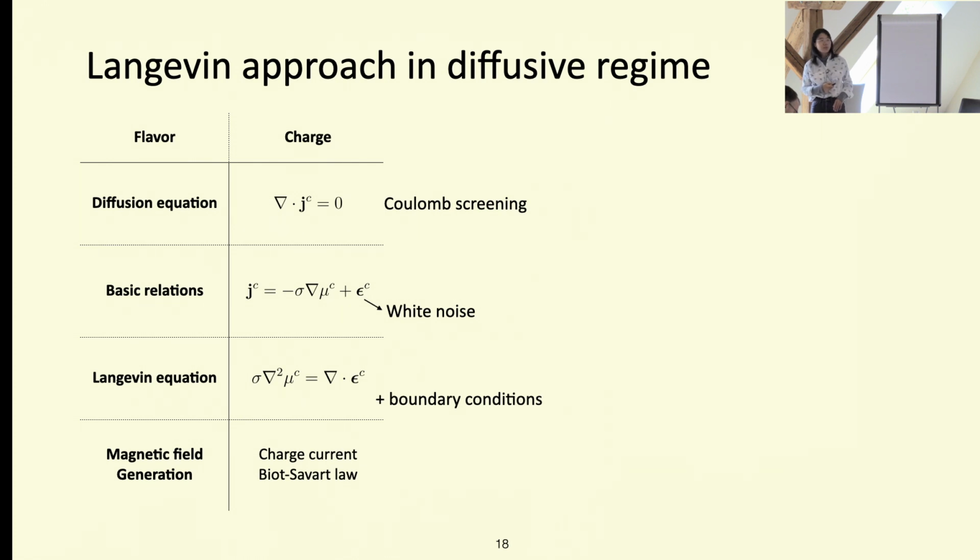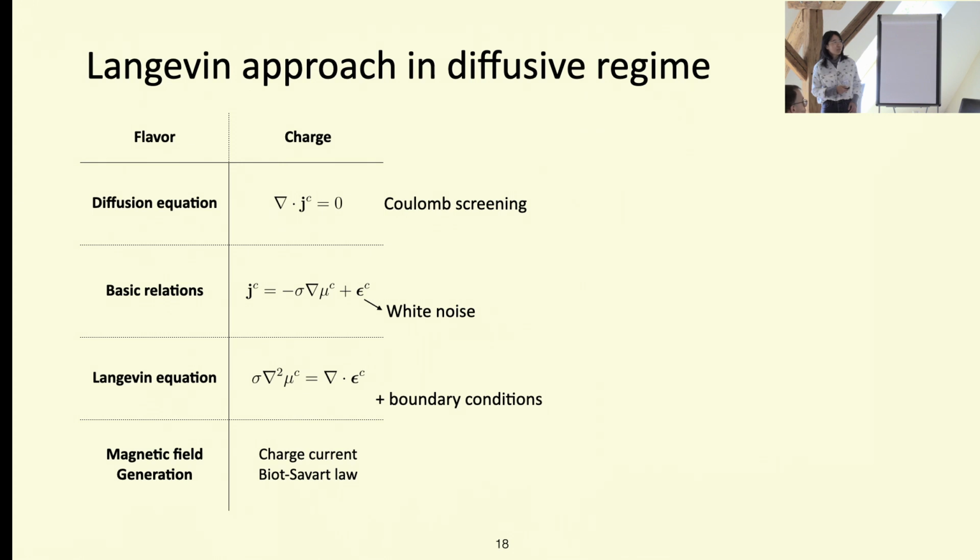So we start from the diffusion equation. But as we assume there's finite carrier density, and the long-range Coulomb interaction between charges will largely screen the fluctuation of charge density, there's no time derivative term here. We just get the spatial divergence of the charge current. And the charge current is driven by the gradient of the charge chemical potential.